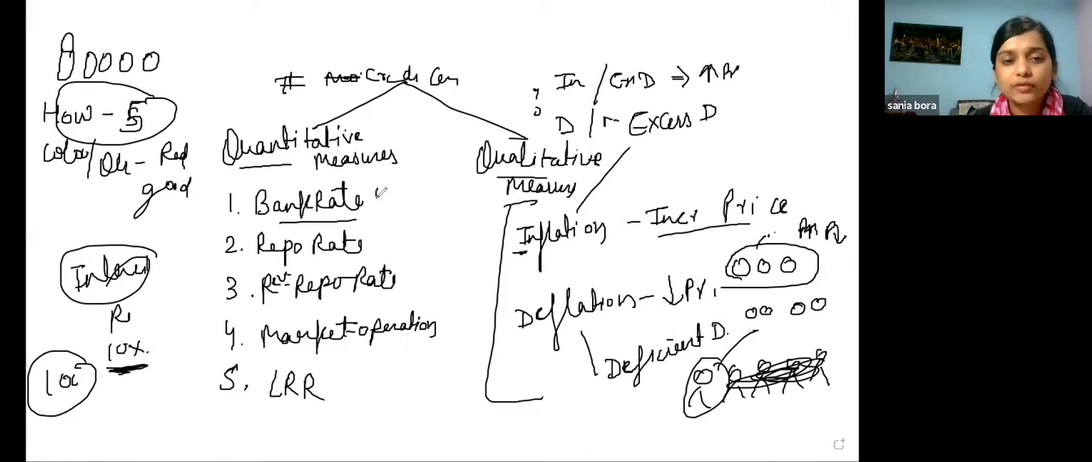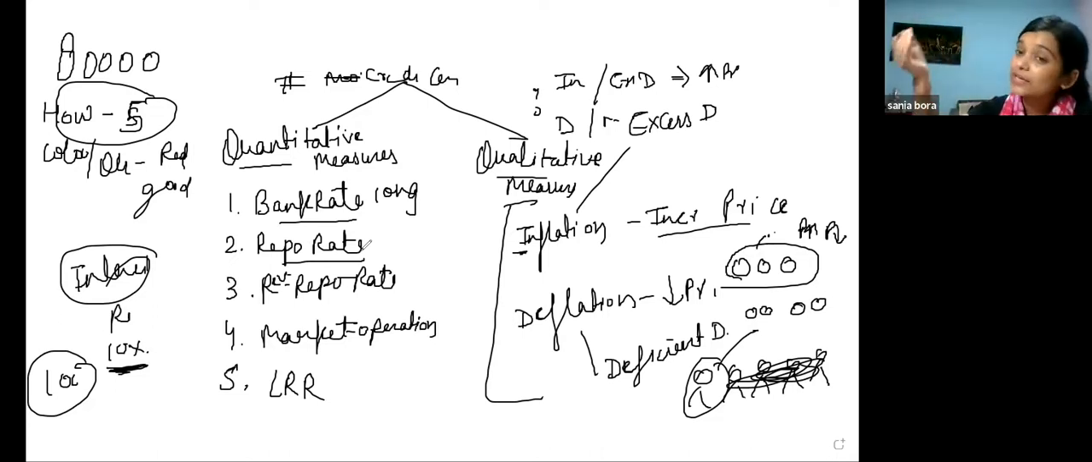Okay. And what is repo rate? Bank rate is for a long period of time, but repo rate is basically for short-term goals. For example, I'm not well and I need urgent money. That is a short-term goal. So repo rate is the rate at which the central bank gives loans to commercial banks for a short period of time.